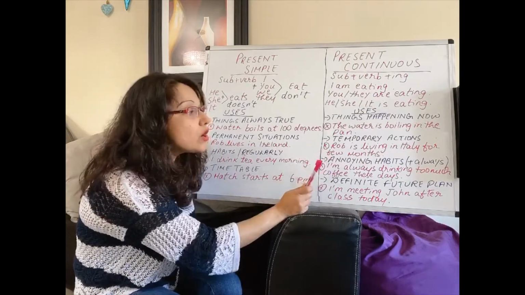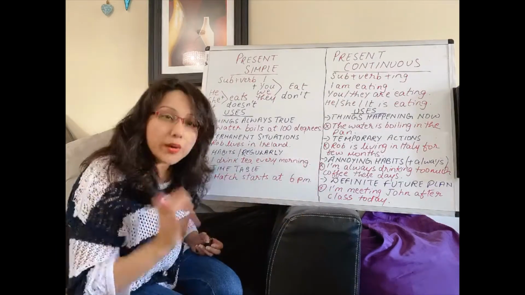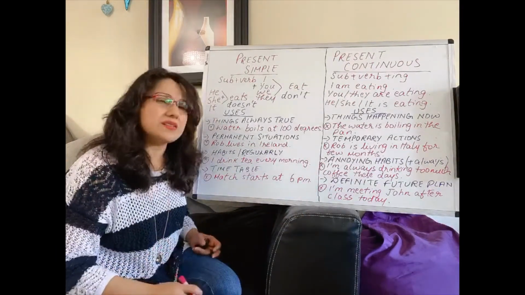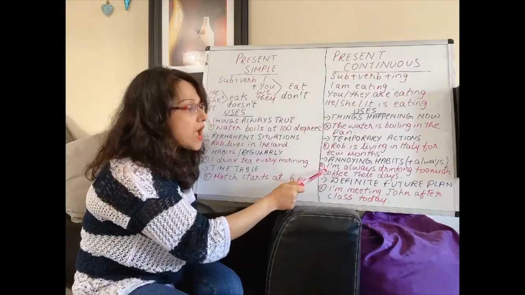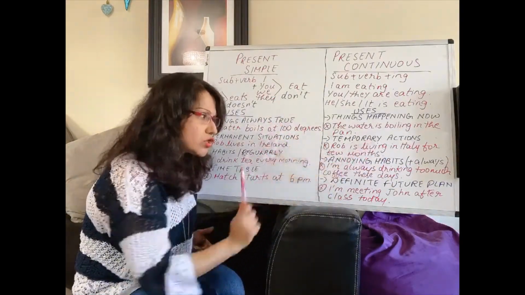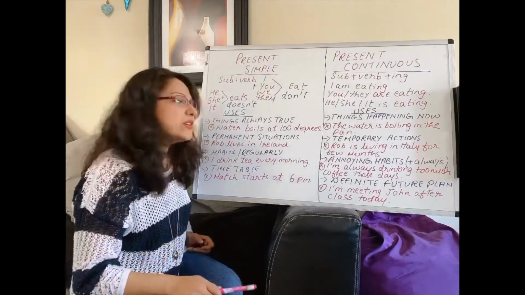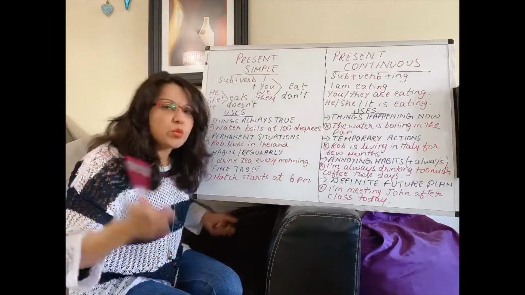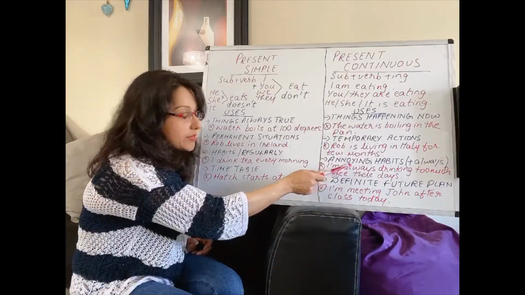And when we talk about habits in present continuous, we usually talk about annoying habits, things that annoy us, that we don't like. And that's the reason we use always with that. I am always drinking too much coffee these days. Again, something temporary, very annoying. I don't like doing this, but I'm doing it at the moment. All right. So with always, annoying habits.